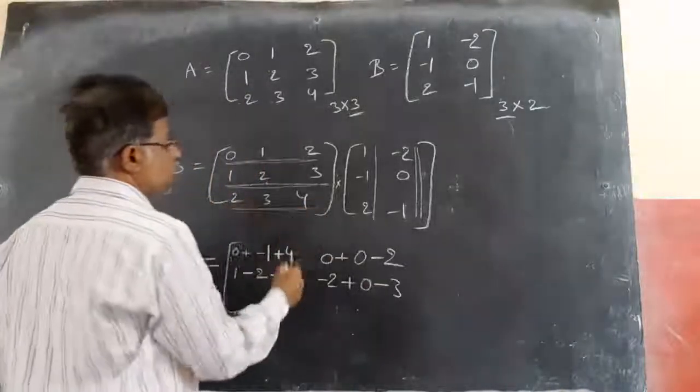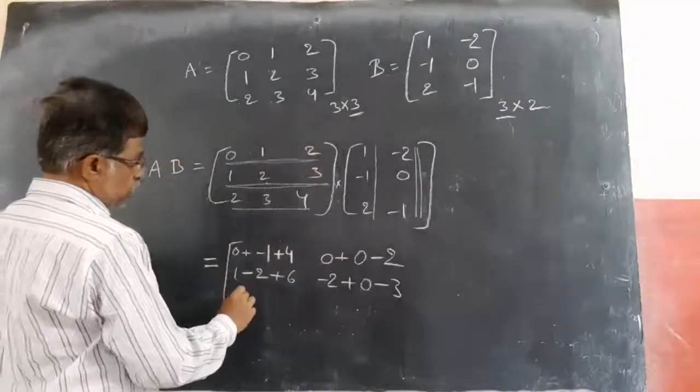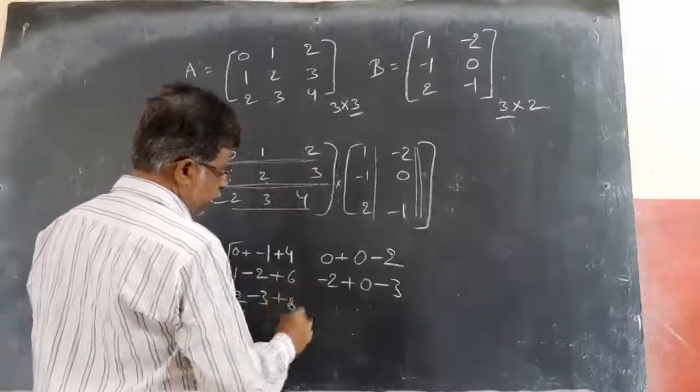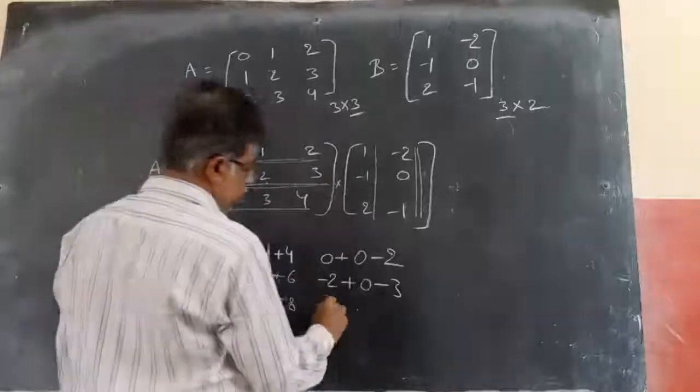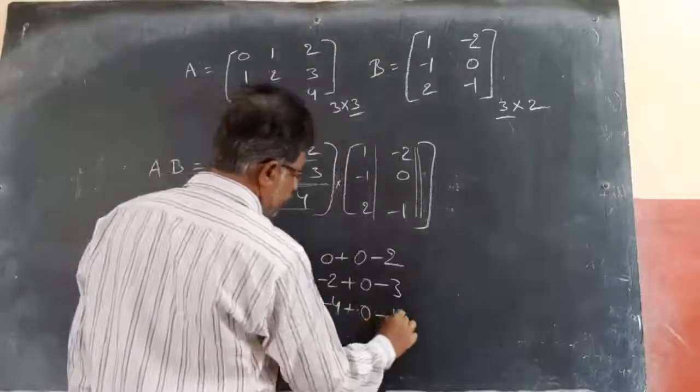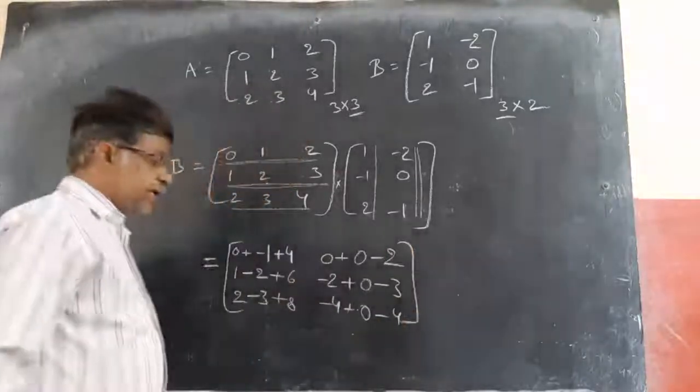Again with the third row. Third row with first column: 2 into 1, 2, plus 3 into 1, 3, plus 4 into 2, 8. Again, 2 into minus 2, minus 4, plus 3 into 0, 0, plus 4 into minus 1, minus 4. This gives you A into B.